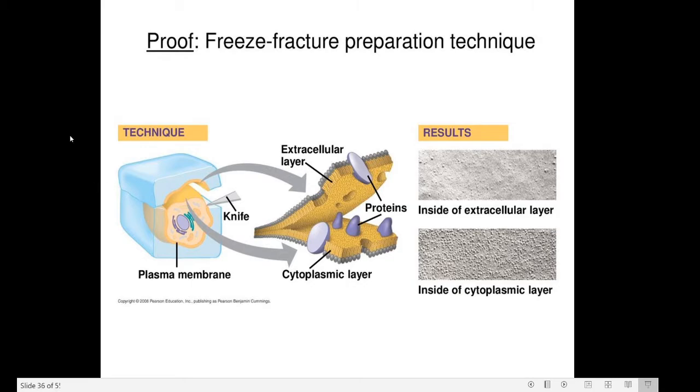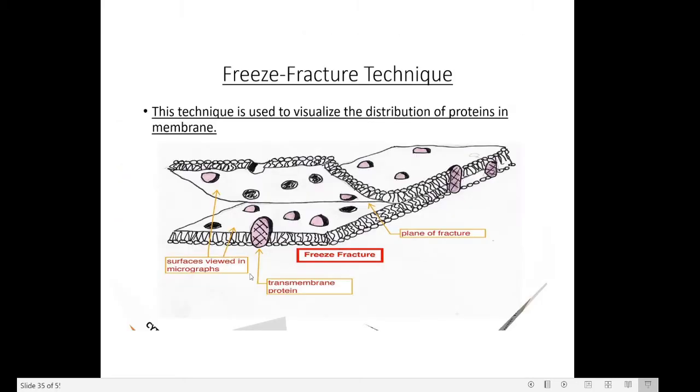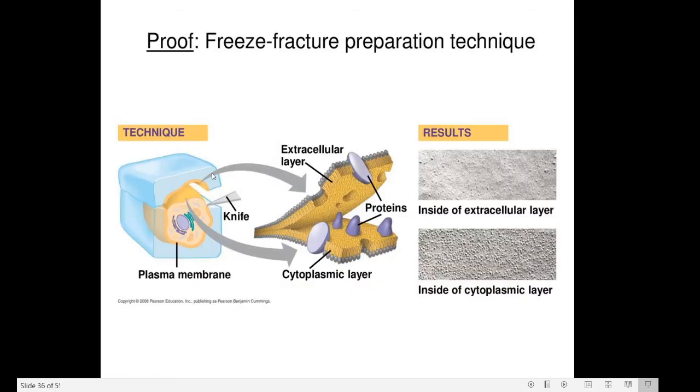In this technique, first we use the knife to open the plasma membrane, then the extracellular layer is divided open. After this, we are going to see an image like this in the TEM and SEM. This is the surface view in microscopy. Transmembrane proteins can be visualized through this freeze fracture technique.